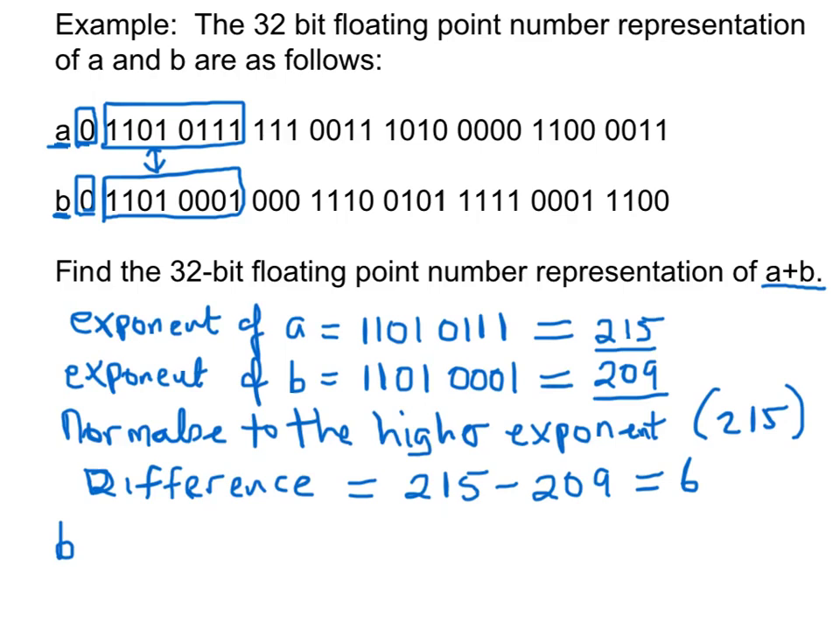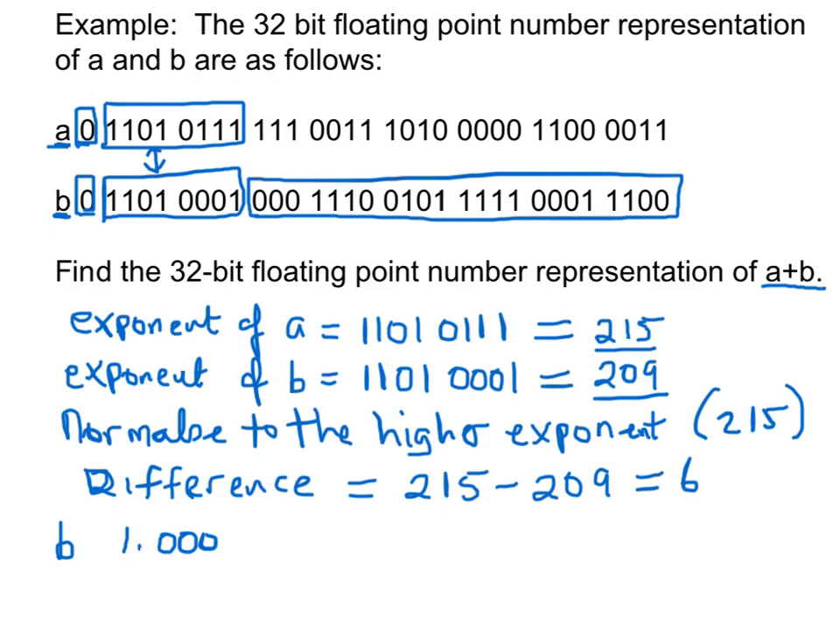So if we write down the significand of B, remember there's always a leading one, so it's 1 point. So the significand, I'll put a box around the significand here that I'm going to write down. It's 1.000, 1110, 0101, 1111, 0001, 1100. So that's the number that's stored. And remember that it's multiplied by 2 to the power of, here it's 209.